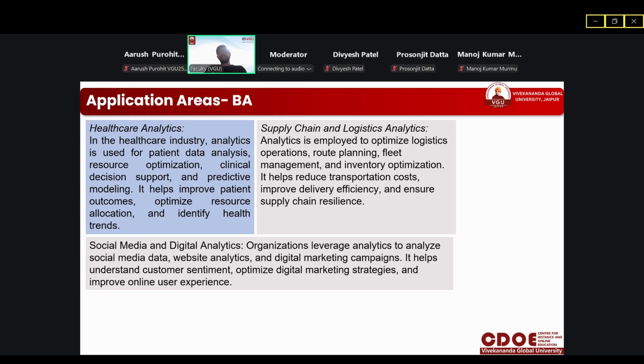So if we are talking about different ways of how business analytics works, it is not like just taking the local information. It always checks and gives real results regarding your data. In supply chain and logistics analytics, analytics is employed to optimize logistics operations, route planning, fleet management, and inventory optimization. It will help reduce transportation cost, improve delivery efficiency, and ensure supply chain resilience.